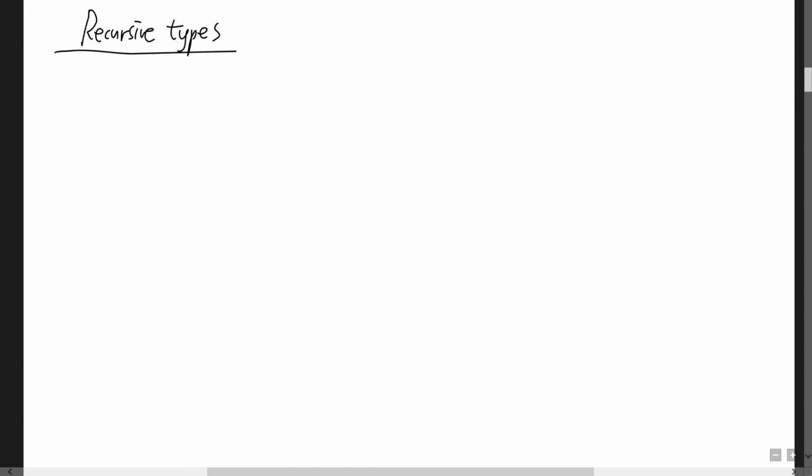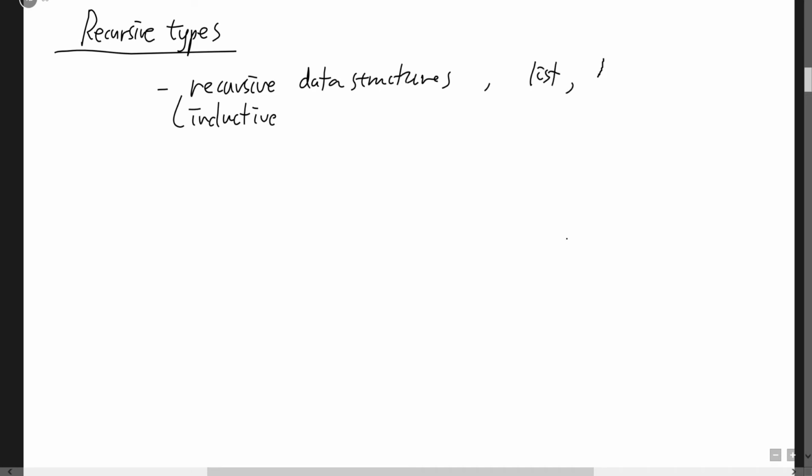This lecture is about recursive types. So the problem that we'd like to address is that the type system that we have developed so far does not account for recursive data structures or inductive data structures, such as lists or binary trees, and so on.